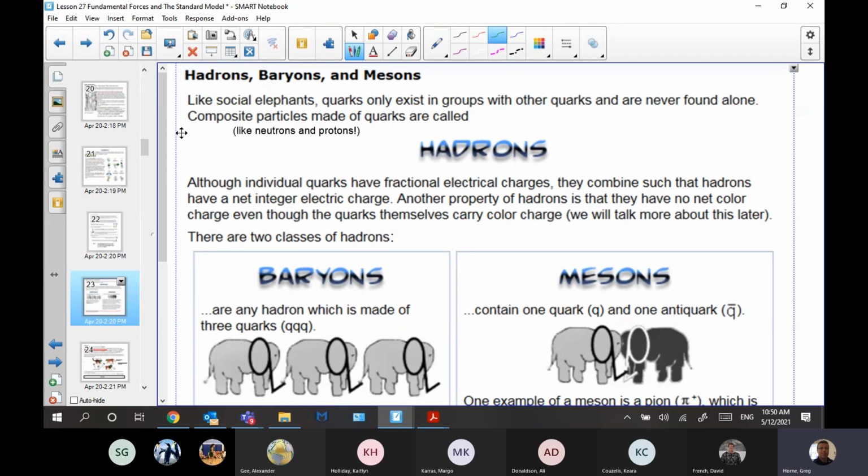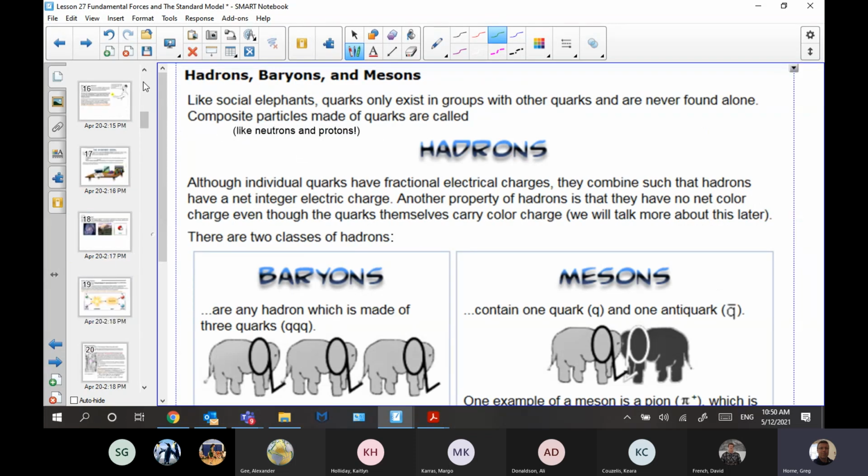So now we know a little bit more about quarks. Go back to this little thing all the time here. Go keep track of what page I'm on first. I've already lost it. Oh well.